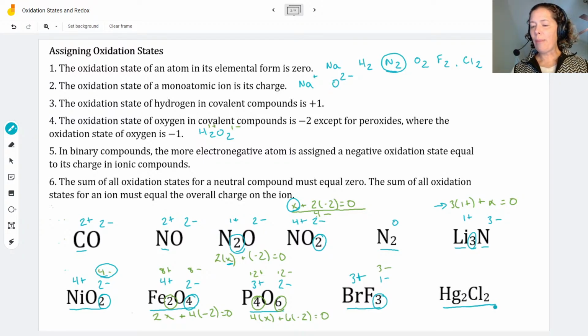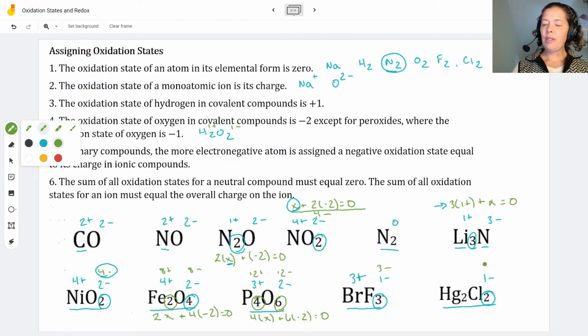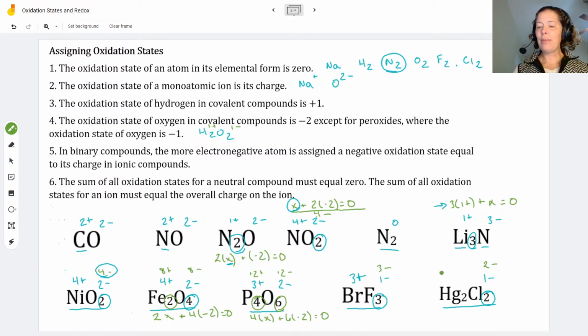Okay, let's go on to mercury chloride. Again, we're going to give the more electronegative atom the negative oxidation state. Chlorine, when it's a monatomic ion, has a charge of -1. I have 2 of them, so this is going to be an overall charge of -2. That means my mercury must overall give me a charge of +2. But because I have 2 of them, that means mercury is going to be +1. Again, if I write out my algebra, 2x plus 2 times -1 is equal to 0, and that's where I get the +1 on mercury.